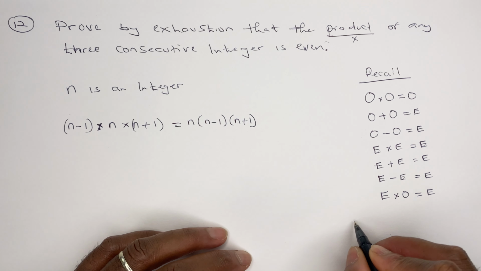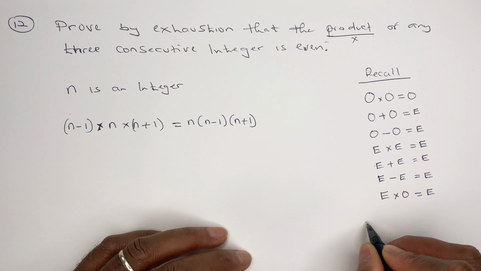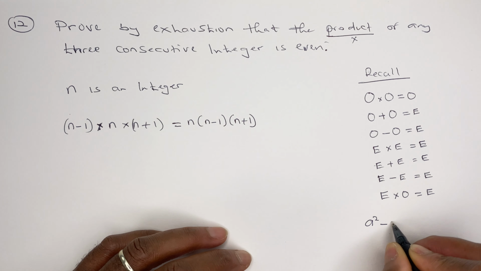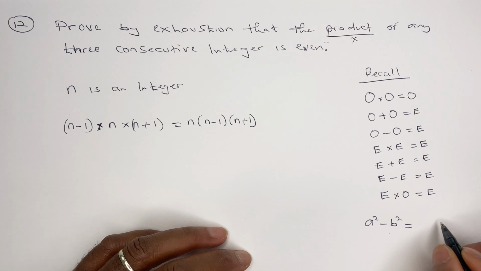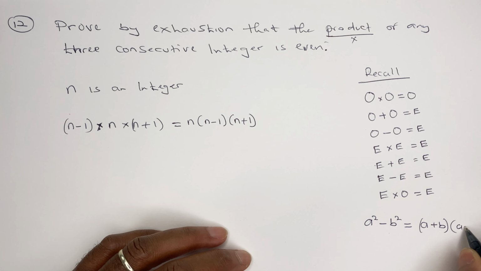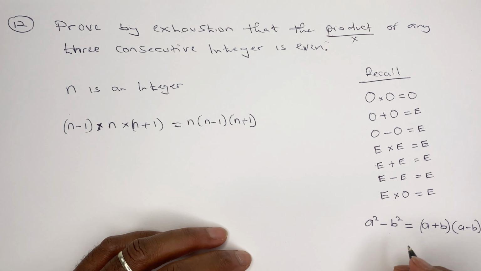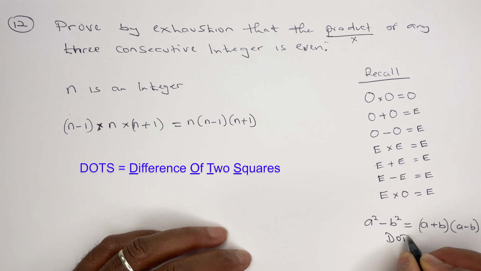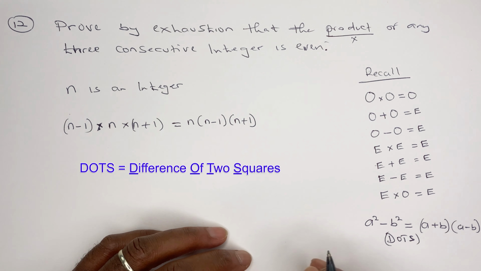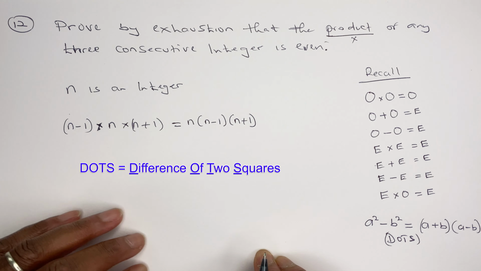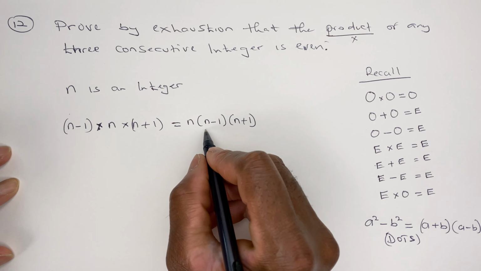In maths, we have a situation where, whenever we have a squared take away b squared, the answer always is a plus b factor times a minus b factor. This is called difference of two squares. Difference of two squares is a squared minus b squared equals open bracket a plus b close bracket times open bracket a minus b close bracket. And we've got that situation here.